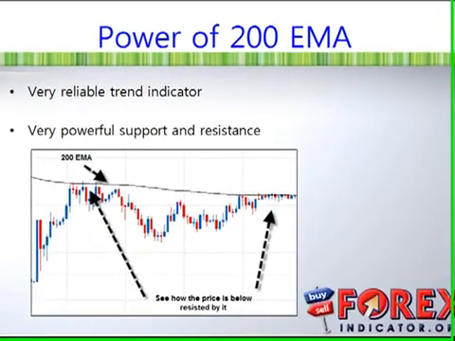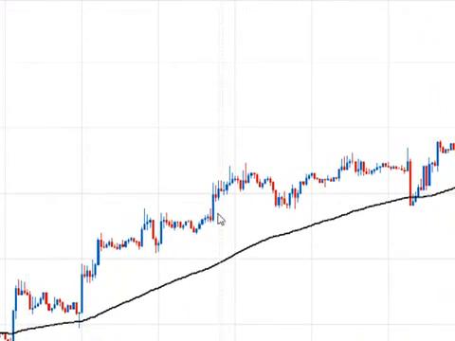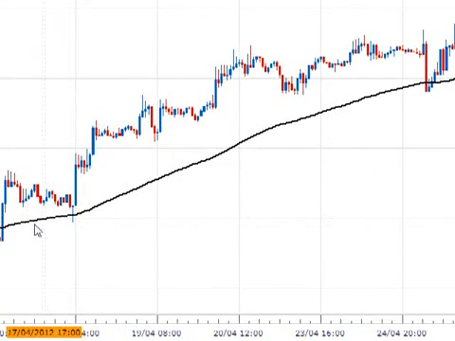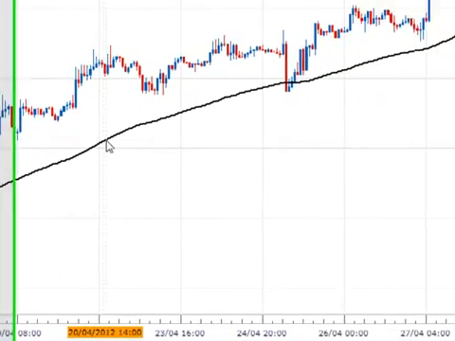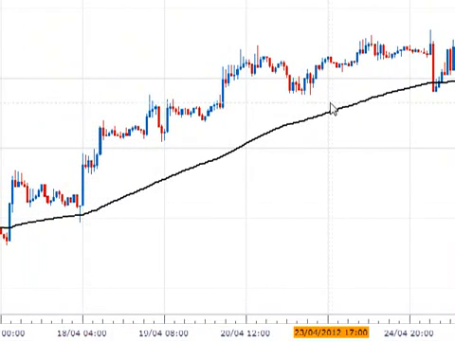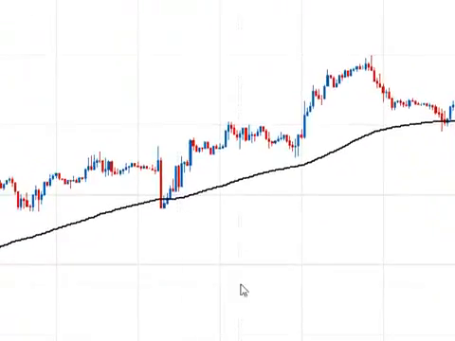Let's take a look at the chart. What you're seeing here is the pound dollar hourly chart, and this black line is the 200 EMA. As you can see, it's sloping upwards. It's telling us that we're in a very strong uptrend. When it slopes upwards with a steep gradient, it's a strong uptrend. If it slopes downwards with a steep gradient, it's a strong downtrend.